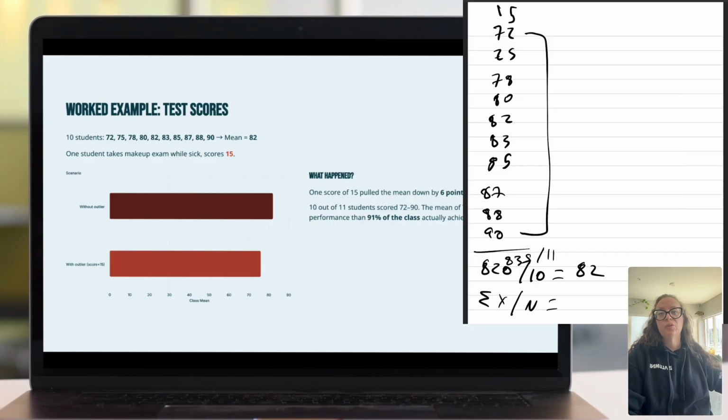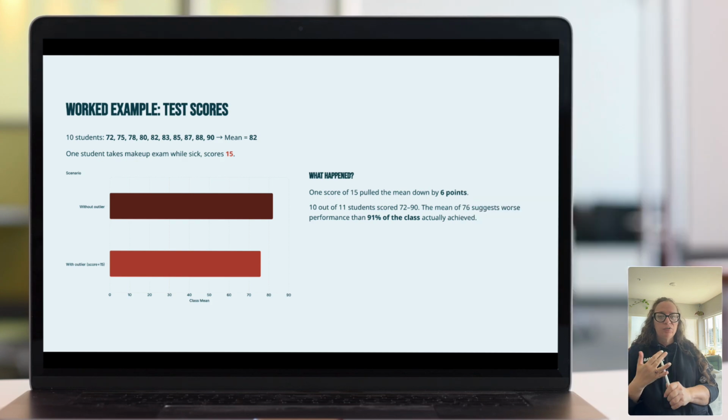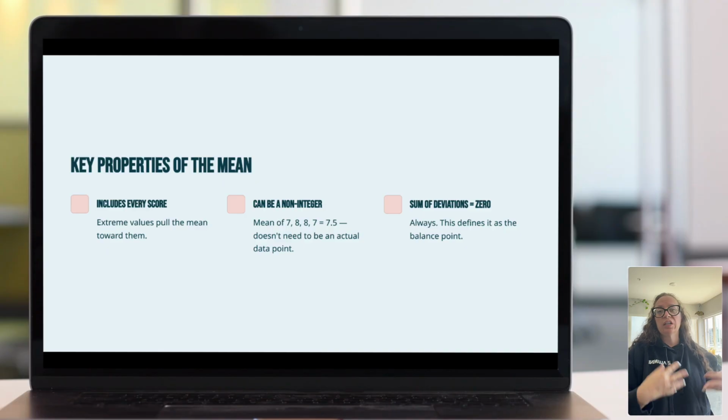Okay, so let me summarize the key properties of the mean. The mean includes every score. Every value contributes, which means extreme values pull the mean toward them. Outliers pull the mean toward them. The mean can be a non-integer, so even when all your data are integers, the mean of, like, 7, 8, 8, and 7 is 7.5. It's a value that doesn't appear in your data, and that's fine. The mean doesn't have to be an actual data point. It represents the center, not a specific observation, not a specific data point that you collected.